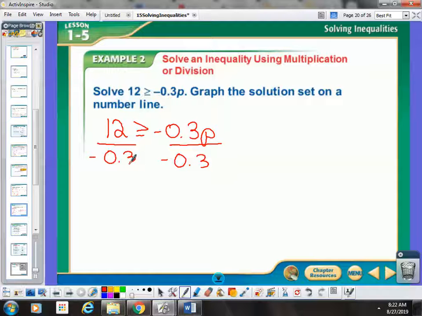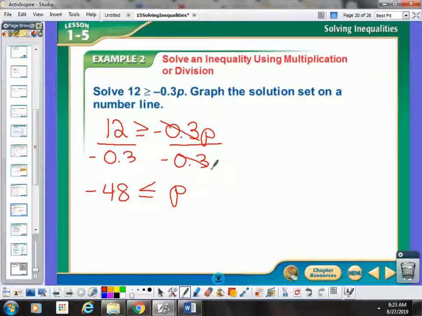12 divided by negative 0.3 is what? Negative 48. I divided by a negative number, so we know that does what to my inequality symbol? It's going to switch it. And I'm going to leave p over here on the right side.